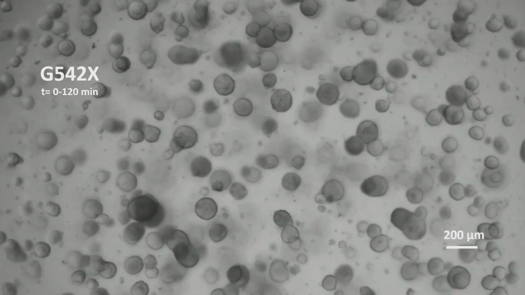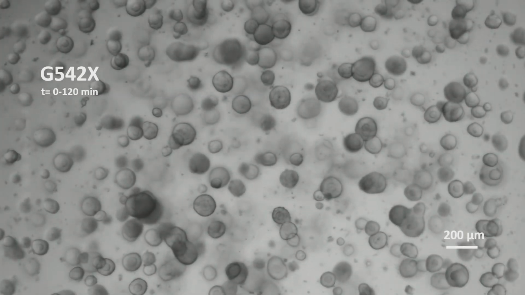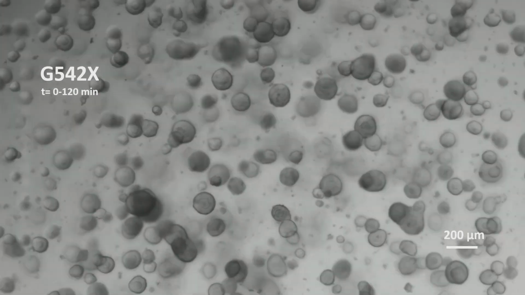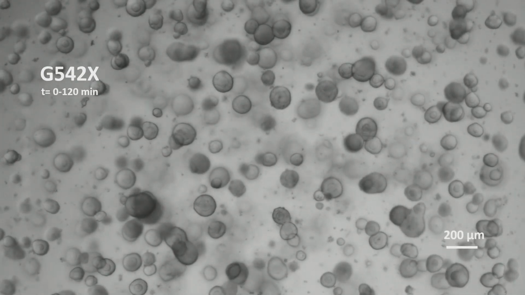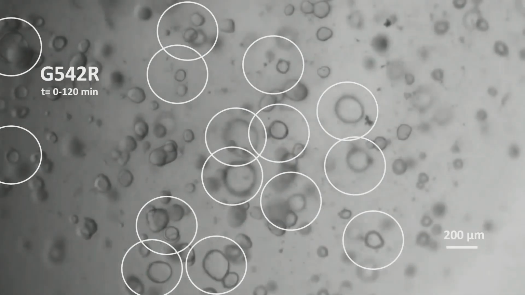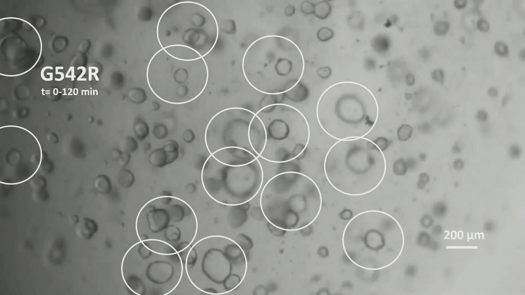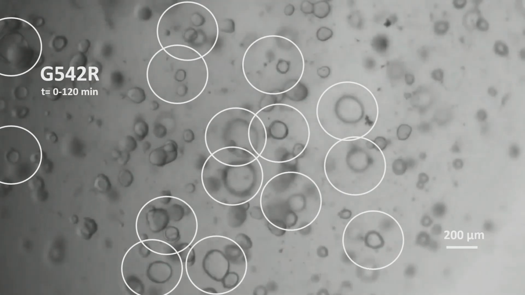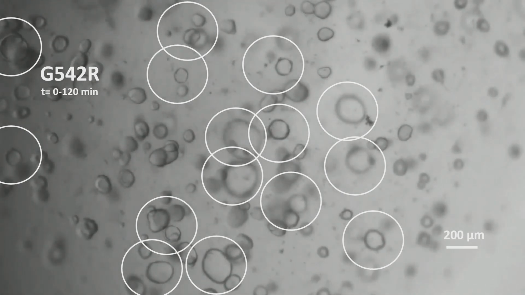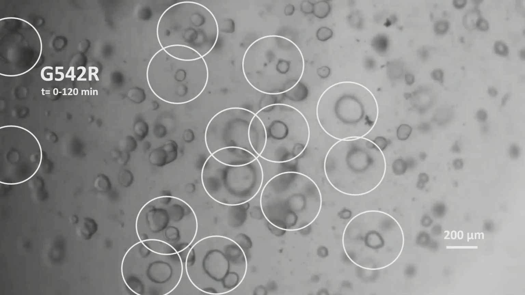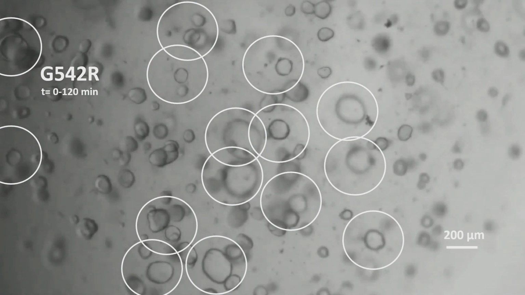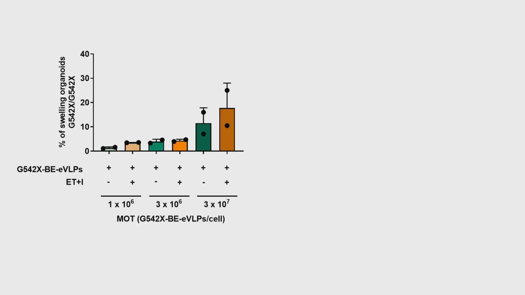So this is what we started with. We trypsinized these into single cells, and we treated them with the EVLPs. And 7 days later, this is what we saw. So you can clearly see that there was restoration of the swelling property, which is indicative of restoration of CFTR synthesis and function. So, to answer one of the previous questions, we did perform a dose response.